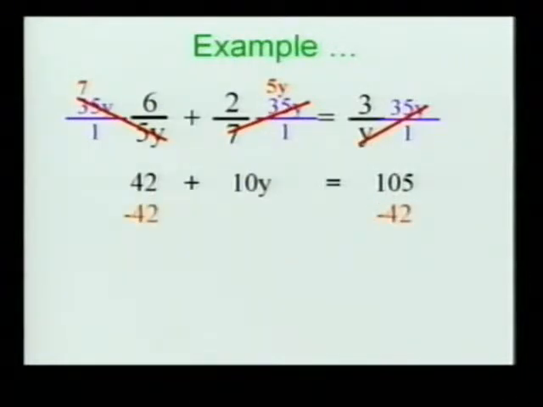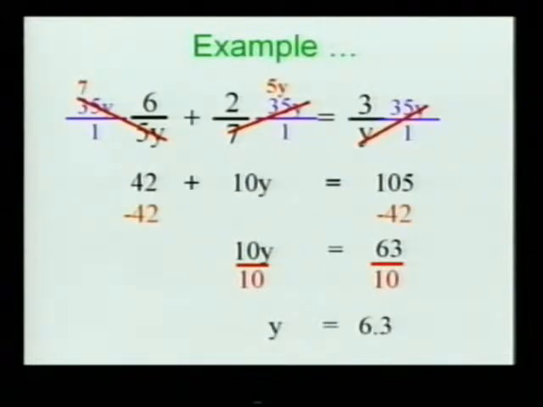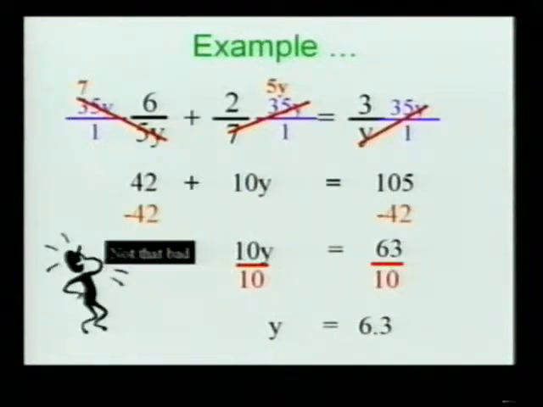Whatever you do to one side, do to the other. I'll subtract 42. And then let's see, got to get that 10 out of there. He's multiplying, so I divide both sides. And this is big leagues, baby. We can have decimals. And the answer was, in fact, 6.3. Okay, that was the trick with fractional equations. Multiply everybody left and right by the LCD.